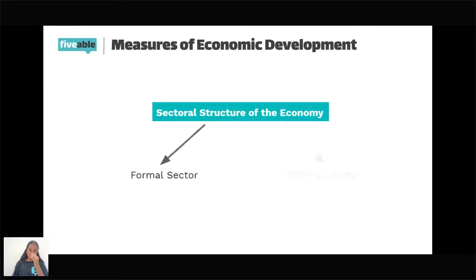So there's some more measures of economic development. This is based on the sectoral structure of the economy. There's two main parts of the economy: the formal sector and the informal sector. The formal sector includes all the activities that are taxed and monitored by the government, and the informal sector has all the activities that aren't. So it's like all the under the table things.